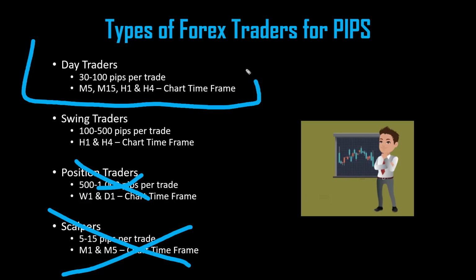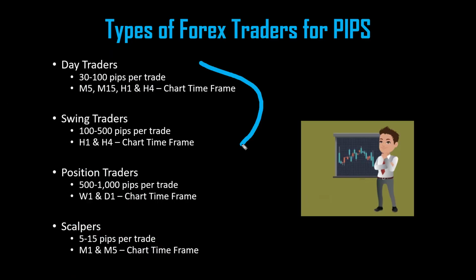This is where I'm basically at: day trading, 30 to 100 pips per trade. I'm happy with this. Like I said, I'm focusing on the 5 minute chart, 15-minute chart, 1 hour chart, 4 hour chart. I'm kind of like a hybrid between these two, but primarily focus more on day trading.